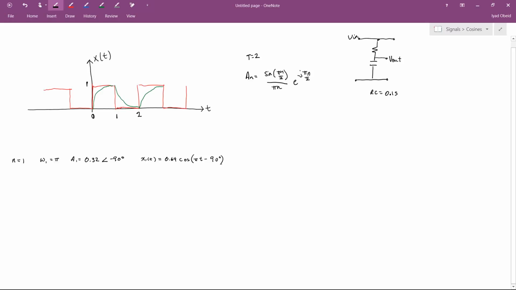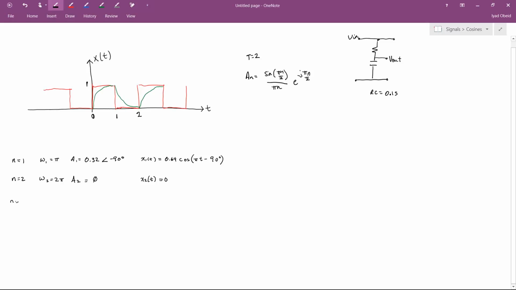Alright, so there's your first cosine. This is something we've learned to do earlier in the video series, and we can do this again. For example, for n equals 2, that's the second harmonic. The frequency will be 2 pi. We can substitute n equals 2 into our formula for a sub n, and in this case we find that a sub 2 equals 0. So there is no energy in this signal at the second harmonic, so we can just say x2 of t equals 0.